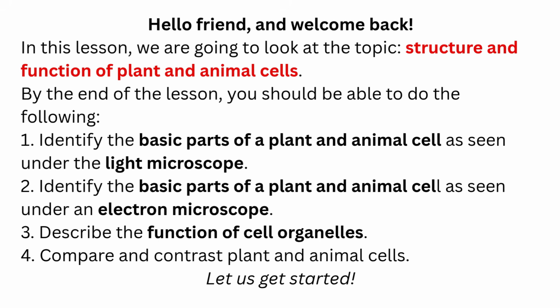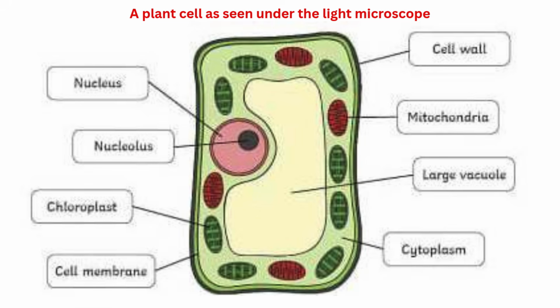Let us get started. Basic parts of a plant cell as seen under the light microscope. When you view a plant cell under the light microscope, you will observe the following structures: the cell wall, the cell membrane, the cytoplasm, the nucleus, the sap vacuole, the tonoplast, and lastly, the chloroplast.